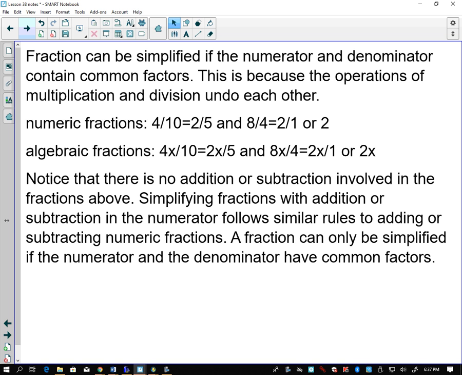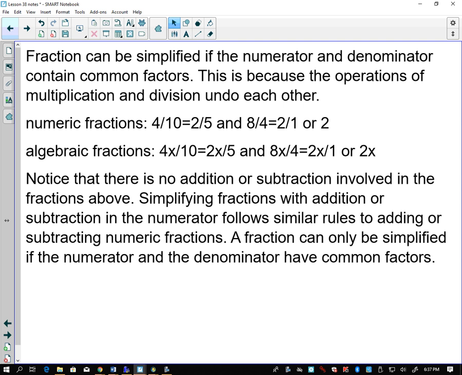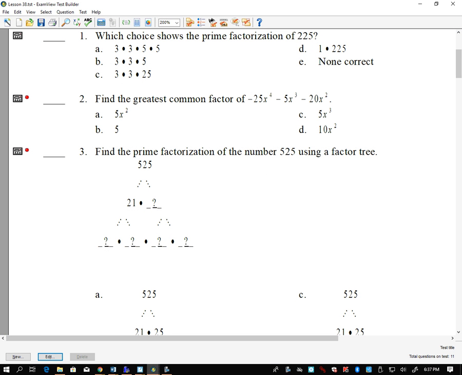So we want to notice that there's no addition or subtraction involved in the fractions above. Simplifying fractions with addition or subtraction in the numerator follows similar rules to adding or subtracting numeric fractions. A fraction can only be simplified if the numerator and denominator do have common factors. Okay, it's a lot of reading. Let's try to do some actual work here, if at all possible.